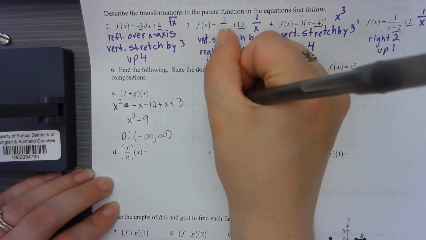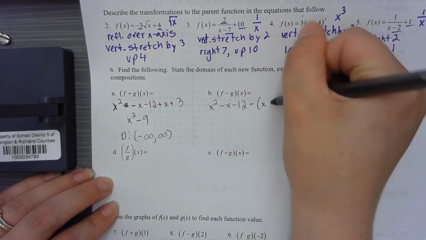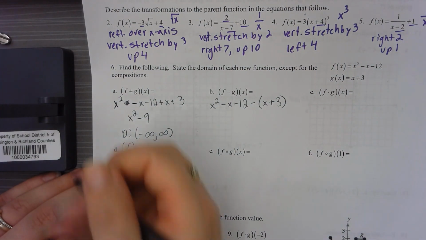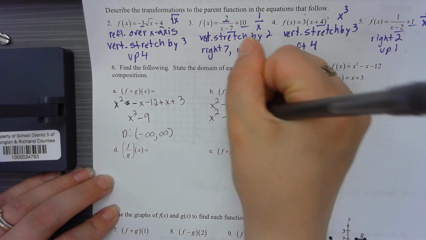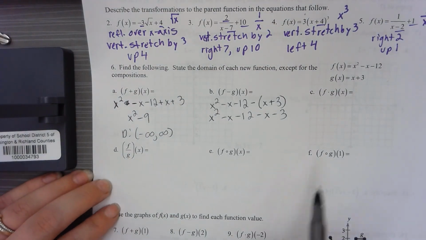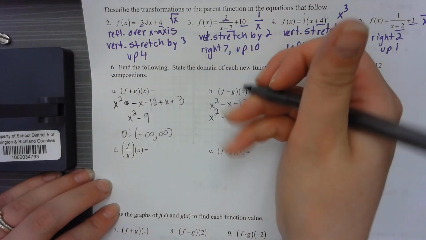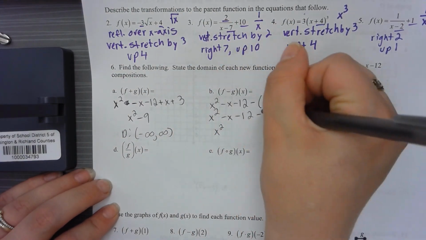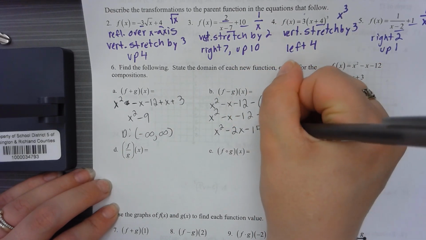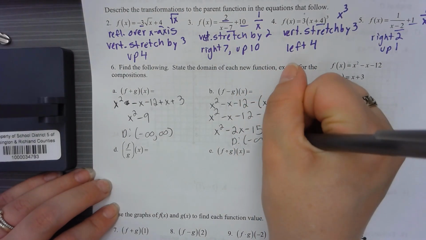So f minus g, we would do x squared minus x minus 12. We do need to subtract and put parentheses around that g equation so that we can make sure we distribute that negative to the g equation. So it'd be x squared minus x minus 12 minus x minus 3 because that negative is going to both pieces of g. So again, we'd combine our like terms, so we'd get x squared, the negative x's would combine to give us negative 2x, and then negative 12 minus 3 is negative 15. Again, no fractions or radicals, so the domain is still negative infinity to infinity.